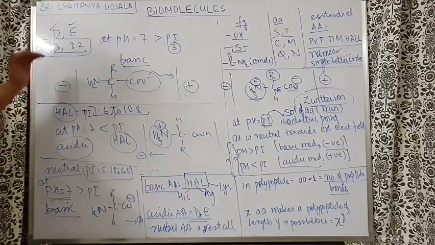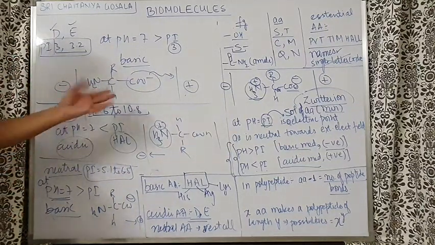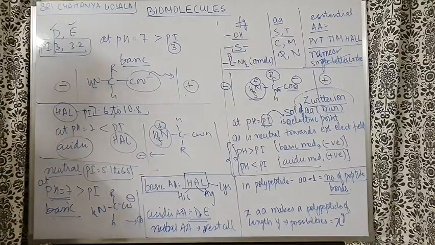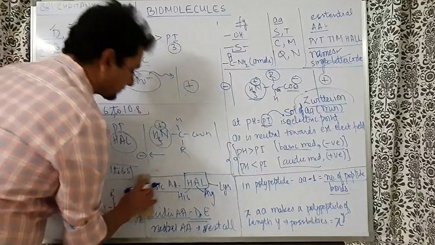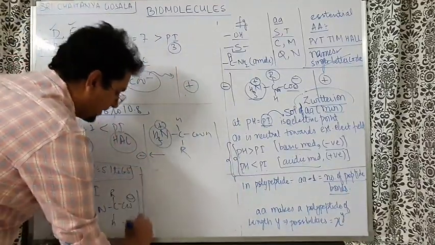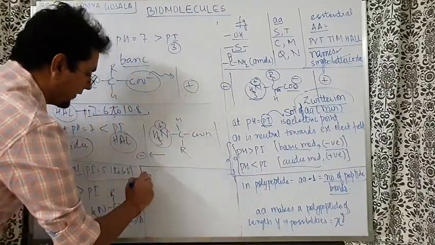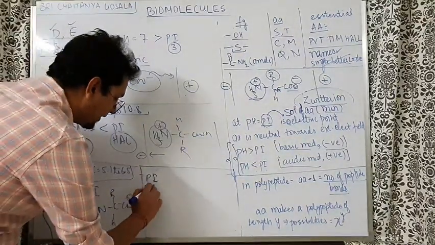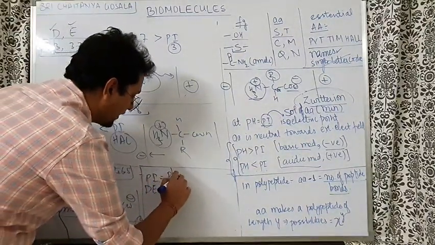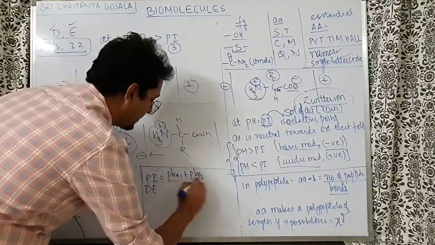Understand, for D and E, pI is 3 to 3.2. For HLR, pI is 7.6 to 10.8. For neutral, pI is 5.1 to 6.5. Also, one more thing they can ask you: for the neutral, acidic and basic amino acids, how to find pI. They can give you pKa values. For D and E, we take pKa1 plus pKa2 by 2.